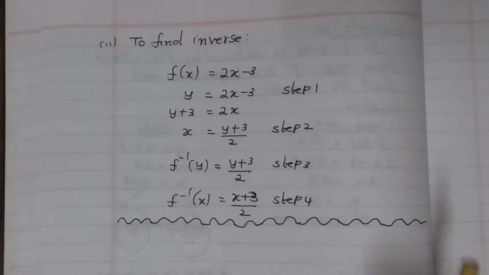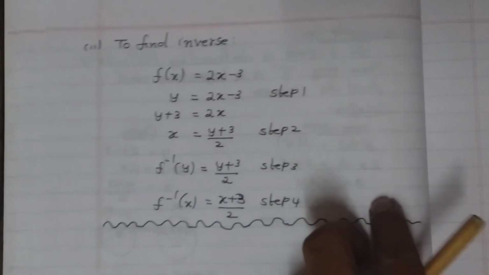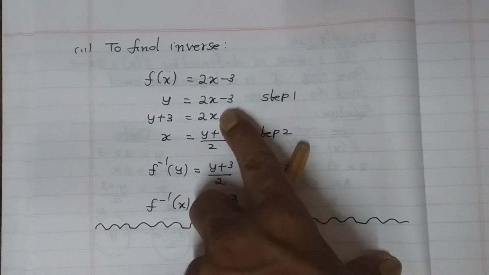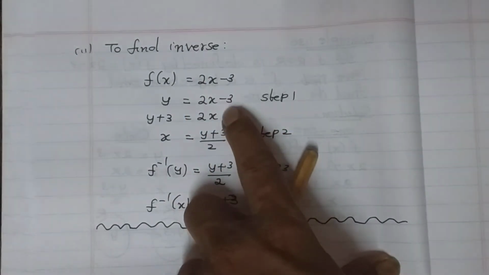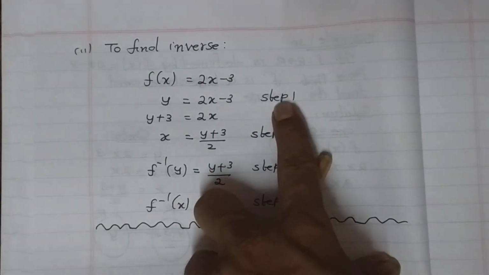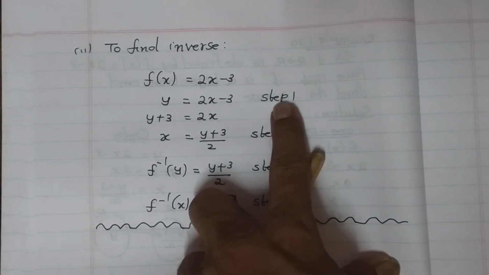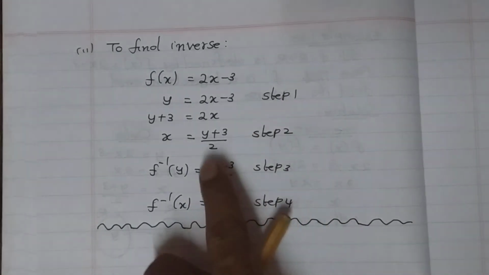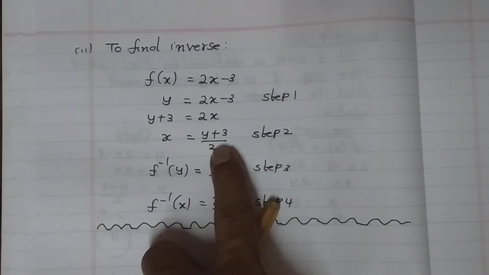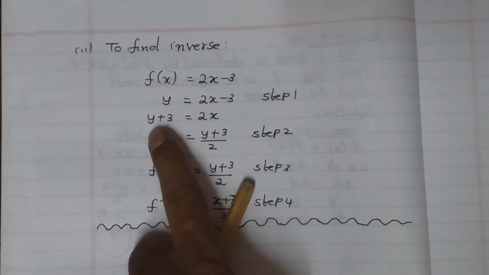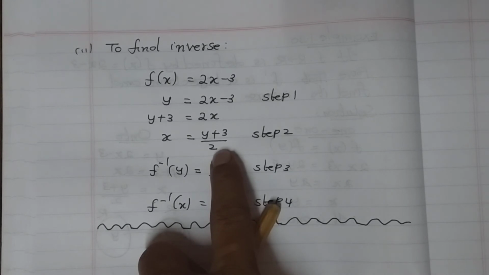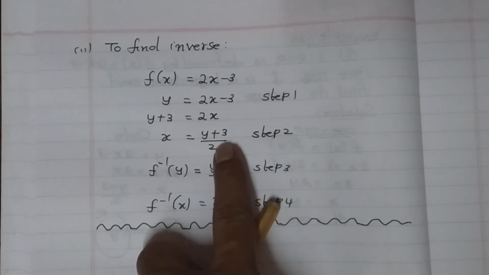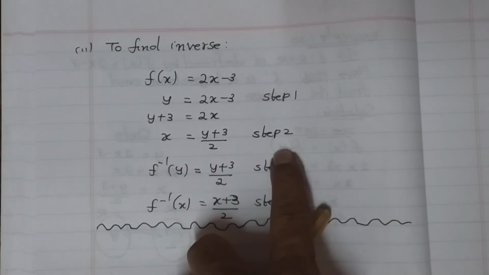So now to find the inverse, f of x is 2x minus 3. So y is equal to f of x. This is your first step. f of x they already gave, then you substitute here. y is equal to f of x, step 1. What is step 2? Bring the value of x in terms of y. So y plus 3 is equal to 2x, x is equal to y plus 3 by 2. So we brought the value of x in terms of y. That is step 2.